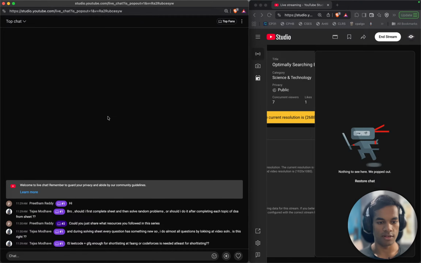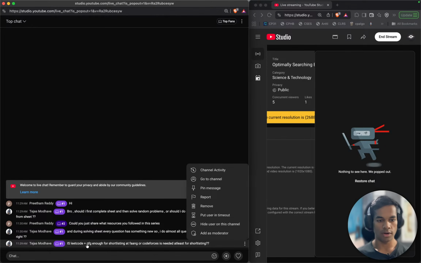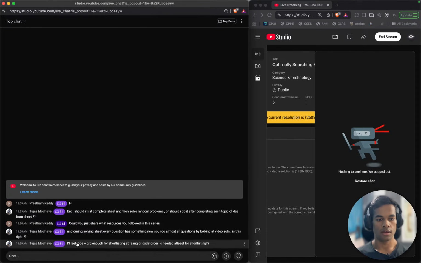Is LeetCode plus GFG enough for shortlisting at FAANG, or is Codeforces needed at least for shortlisting? Okay. I do not know what GFG is, but okay, this is something that people do. I used to do this when I was studying for JEE. I was looking for the best book that I could use for physics or the best book for chemistry, but it does not matter. You are asking, is LeetCode plus GFG and Codeforces enough?